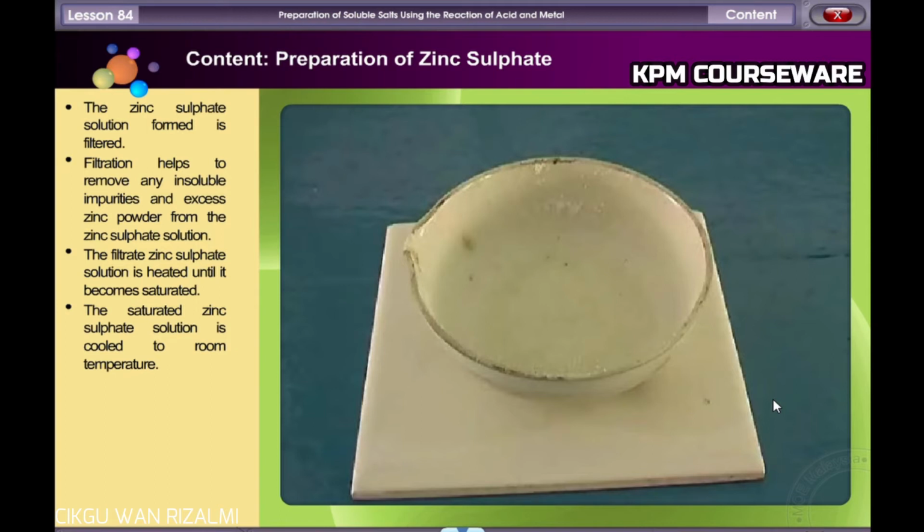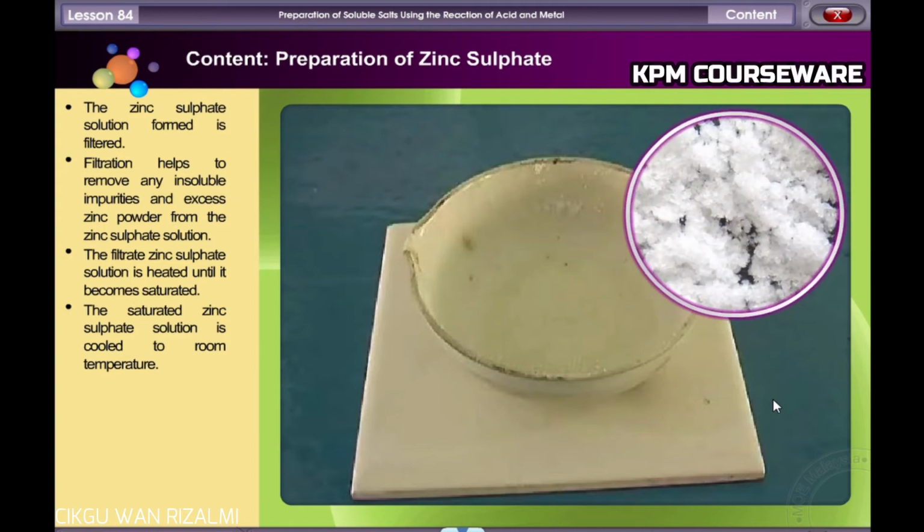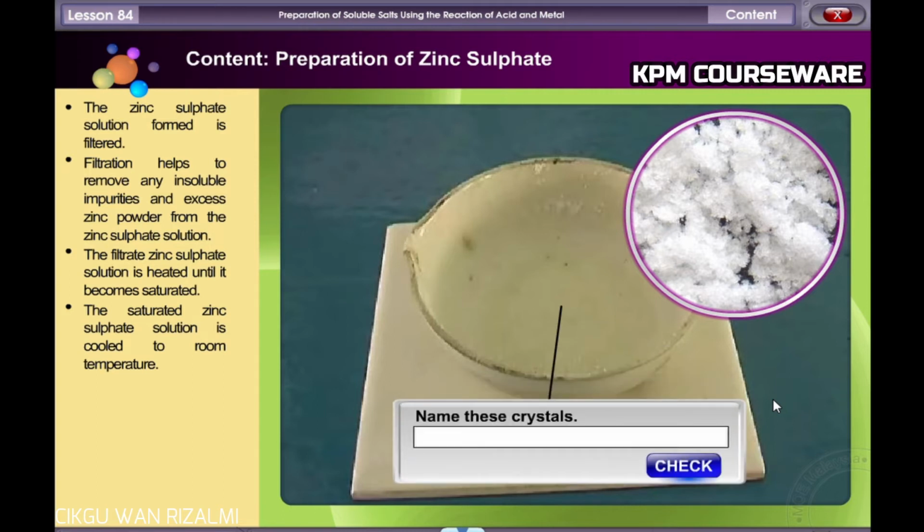What do you observe? There are some white crystals formed in the evaporating dish. Now, can you name these crystals? Key in your answer in the box and click on the check button when you have finished. Incorrect. Please try again. These are zinc sulfate crystals.